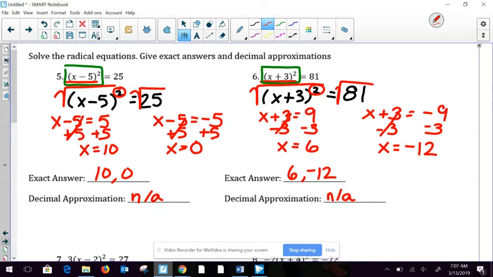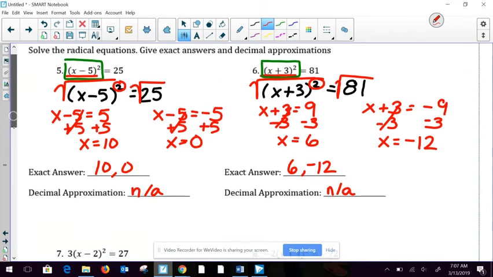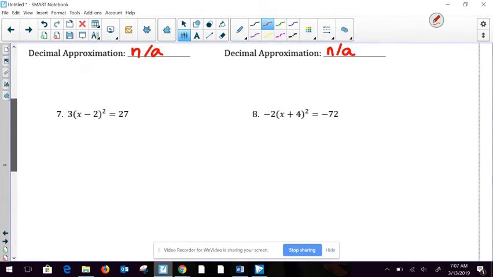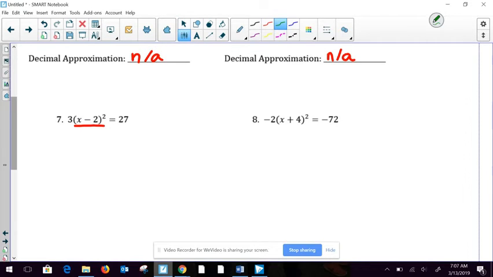How is this feeling? Is it feeling pretty good? Good. So let's go ahead and look at number 7. Looking at number 7, again, these are the parentheses I'm looking at. So if I put a little box around it, those are my parentheses. Do you see how there's that 3 on the outside? So before I can do any work at all, I have to first get rid of that 3.